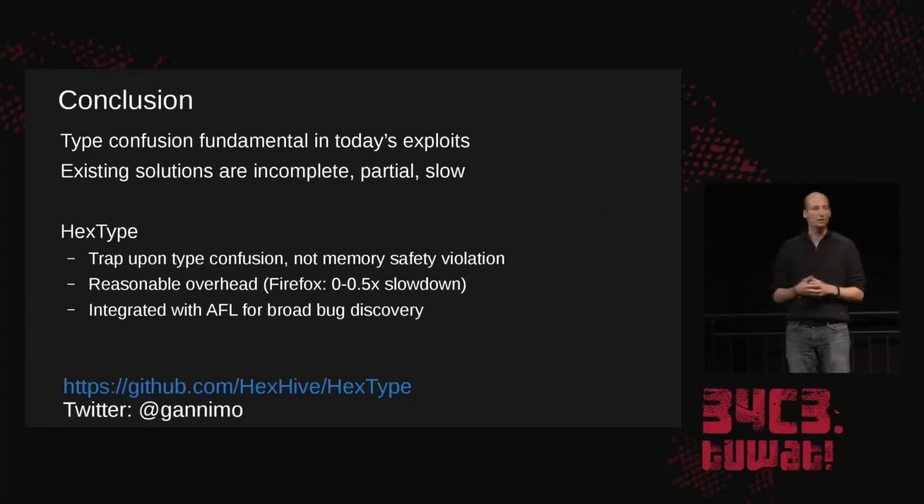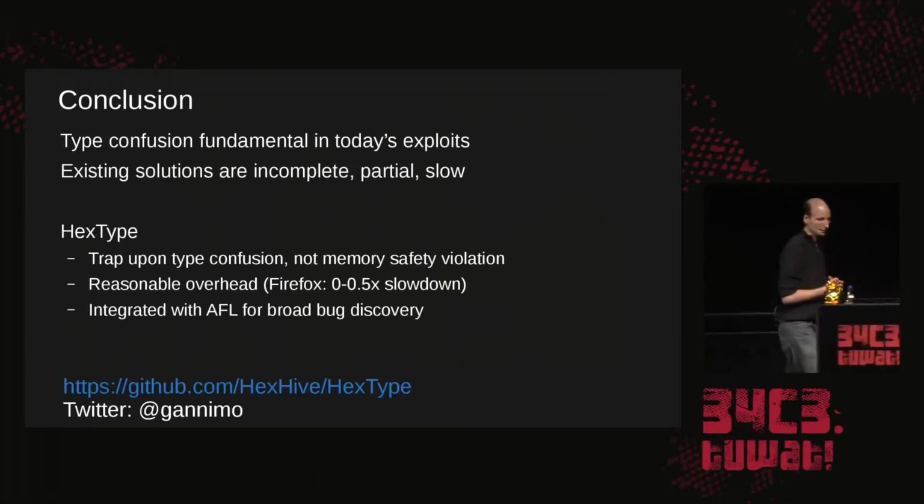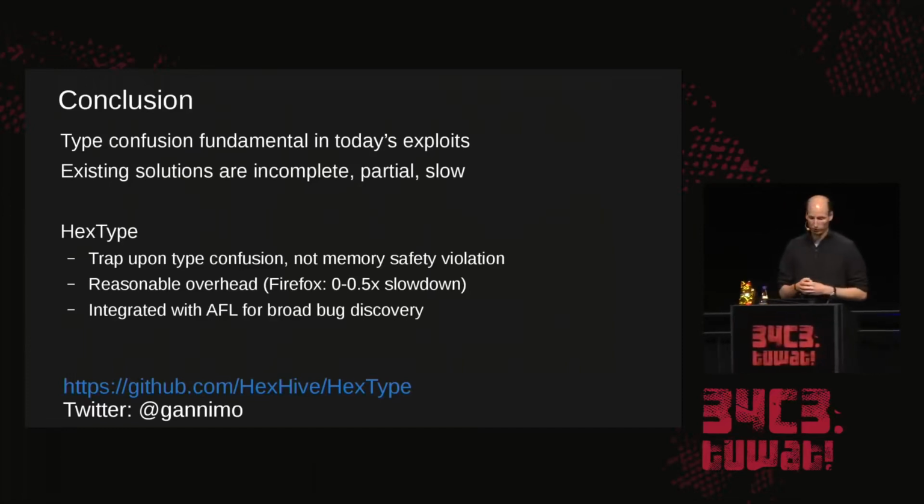I showed you one application of this approach where we've combined our HexType mechanism that does the type checking with a fuzzing approach, and we found a nice set of bugs that are now being fixed or were fixed. Overall, this has reasonable overhead. So for Firefox, depending on the benchmark, we have between 0 and 50% overhead. And you can integrate it with AFL for broad bug discovery.